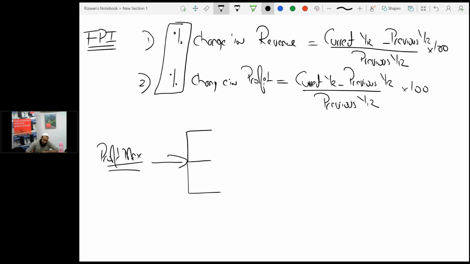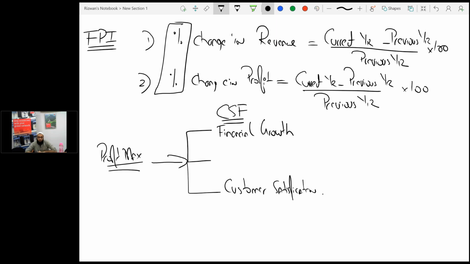So, the restaurant has established success factors. For example, the first success factor that the organization has established is financial growth. Number two, customer satisfaction. Financial growth and customer satisfaction. So these are, for example, the CSFs that they have established for themselves.